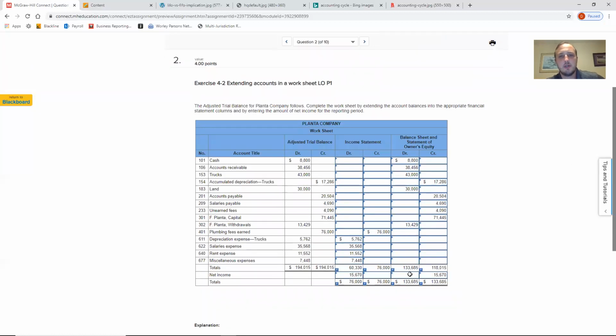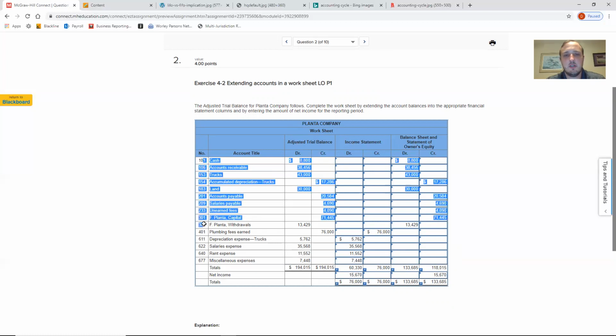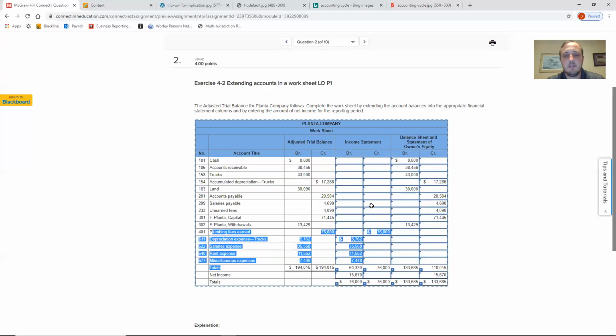So this is just another representation of which accounts are used for which statement. We have the adjusted trial balance, and the question is which ones are on the income statement and which ones are on the balance sheet and/or statement of equity. As we go through this, like I said, all of the assets are on the balance sheet. All of the liabilities are on the balance sheet. All of the equity is going to be on the statement of equity. And then the revenue and expenses are in the income statement.